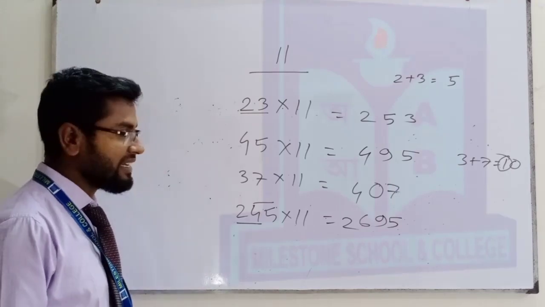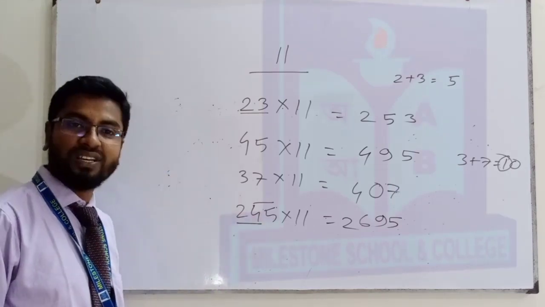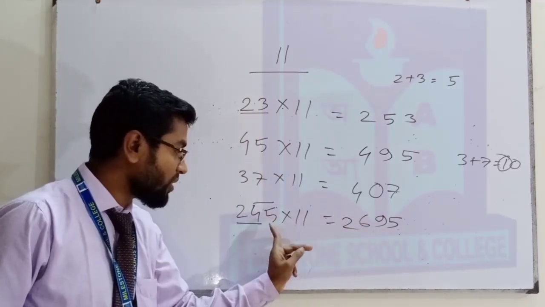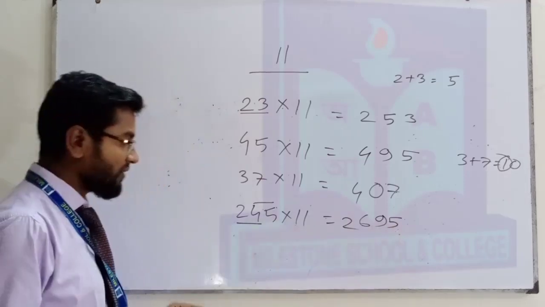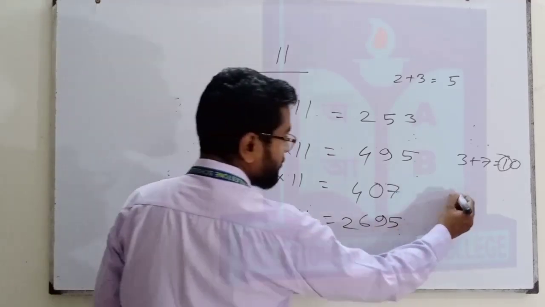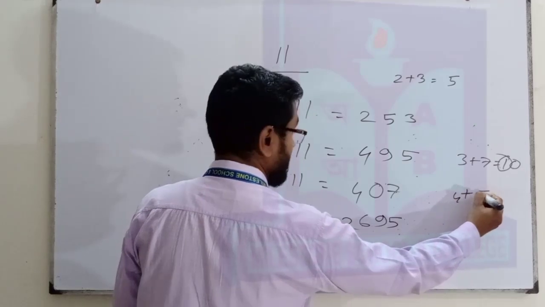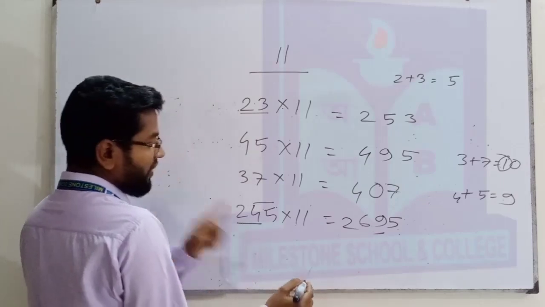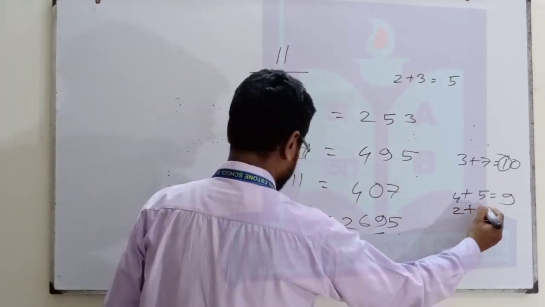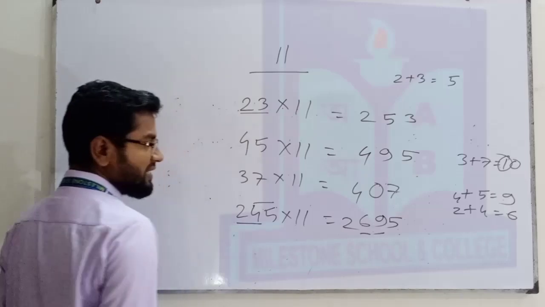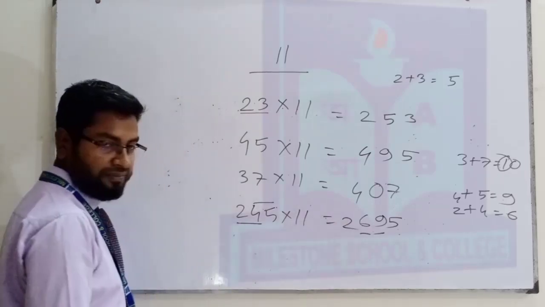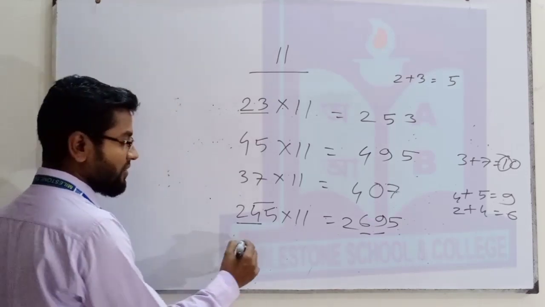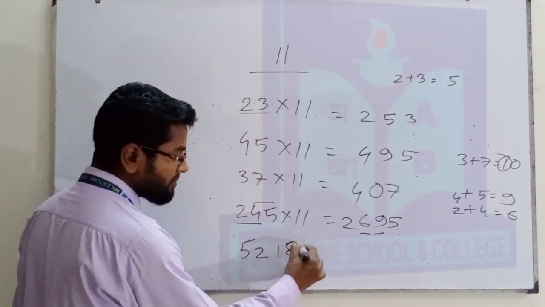Look again, see, we know the last and first digits are fixed. The last digit, the ones column, is 5. Now I will add 4 plus 5. What will be here? 9. That 9 I put here. Then we go for the next one. 2 plus 4 will be 6. I have written here 6. Now 2 is there. Oh, it became very big. Next one, see, 5218 multiply 11.